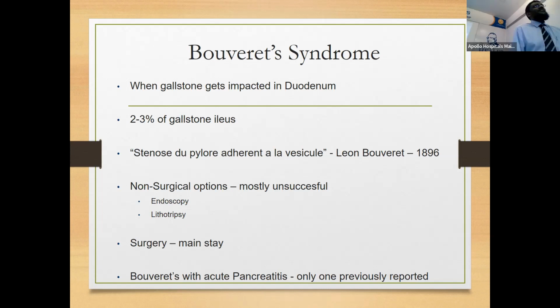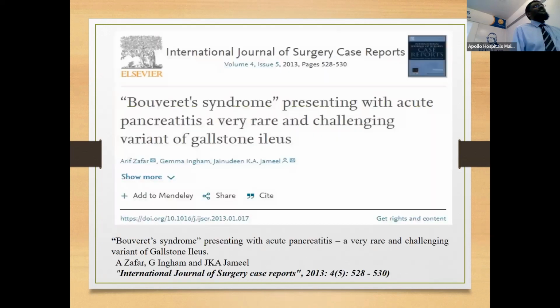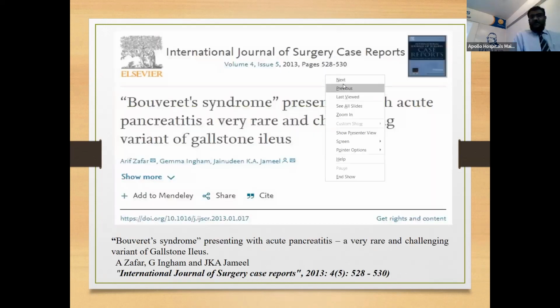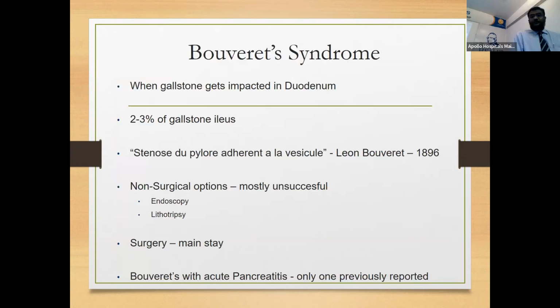It's a very rare condition. As I said, gallstone ileus itself is only 2% of small bowel obstruction. Bouveret syndrome is about 3% of that 2%. It was first described in 1896 by Léon Bouveret, a French surgeon. Most of the time, endoscopic options and lithotripsy options don't work when it comes to Bouveret syndrome. Surgery is the mainstay. And if I can take you back to the history of this patient, if you remember, the amylase was 716, right?